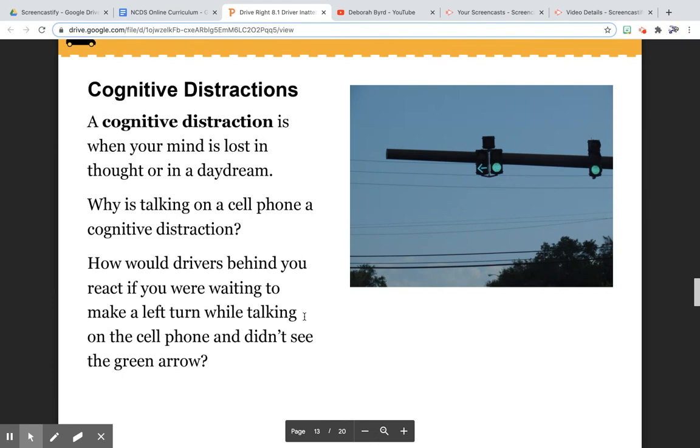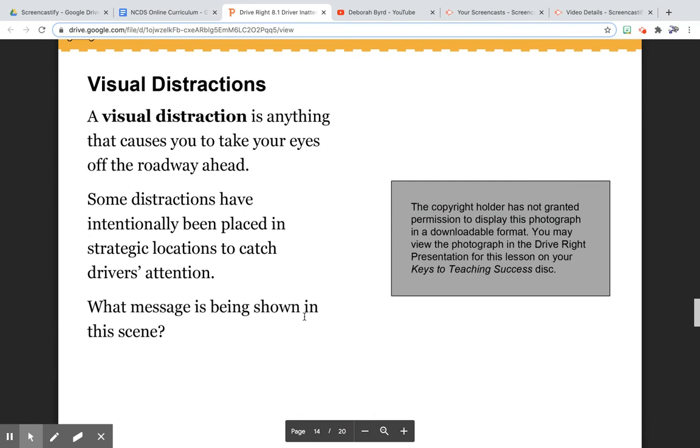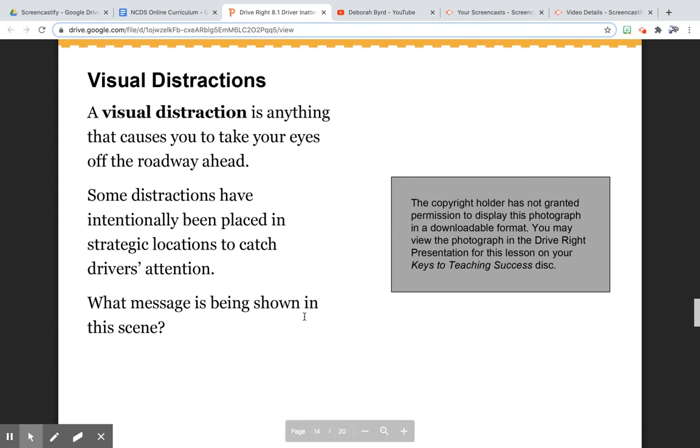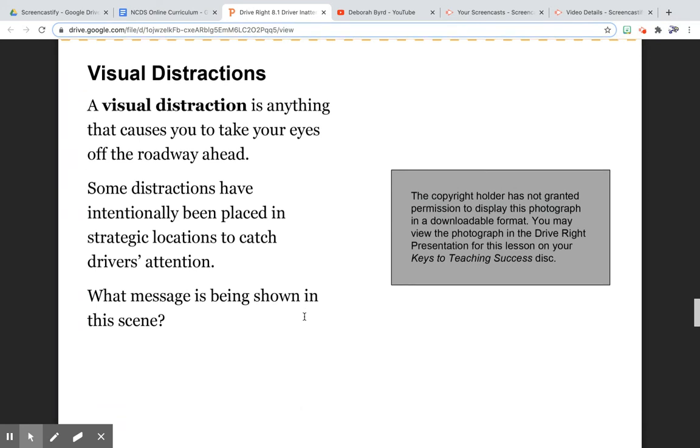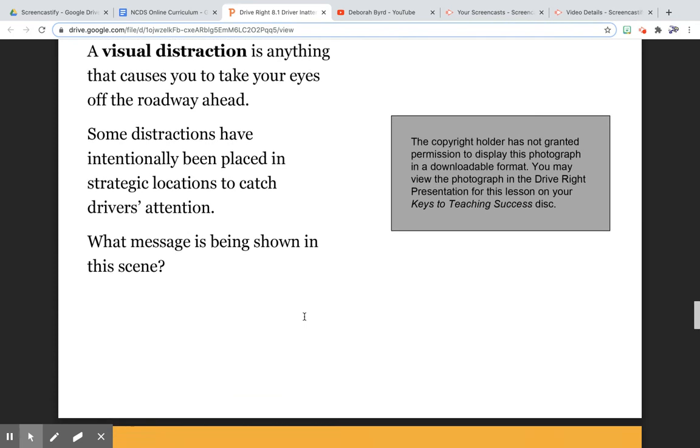Why is talking on a cell phone a cognitive distraction? How would drivers behind you react if you were waiting to make a left turn while talking on the cell phone and didn't see the green arrow? Visual distraction, anything that causes you to take your eyes off the roadway. Some distractions have intentionally been placed in strategic locations to catch drivers' attention.